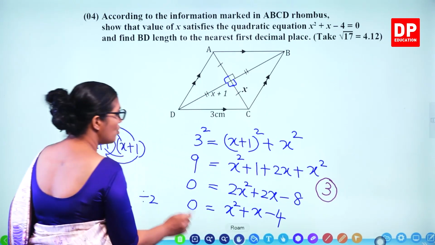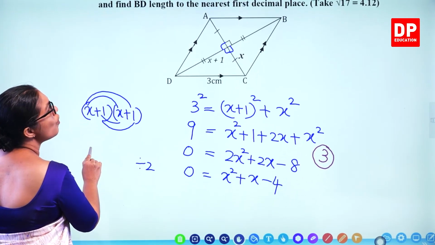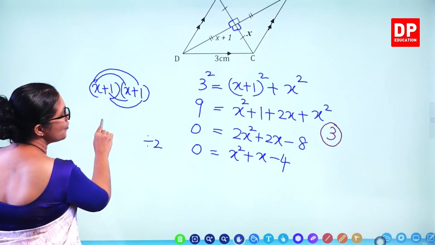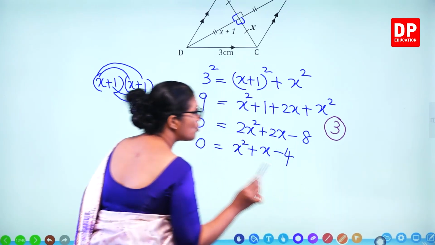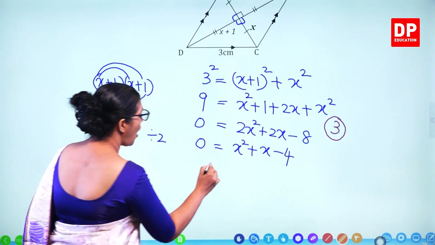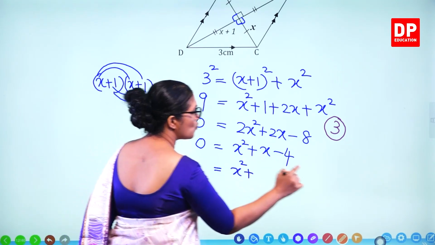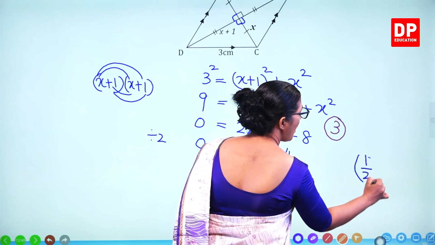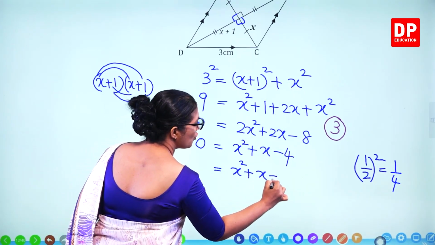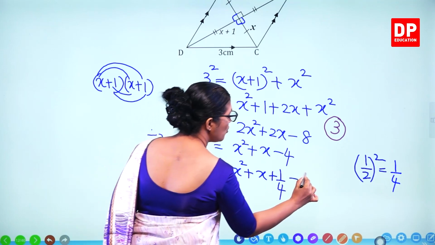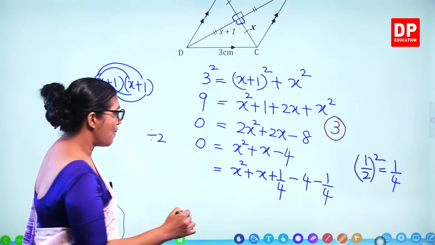Now, we need to solve it. How do we solve? It's given root 17 is 4.12. So, we'll use the completing square method. It's easy because root 17 is given. How do you make a square term? You take the x term, that's 1, divide by 2 and square it. That means you are adding 1/4. In order to get no difference, you have to subtract the same amount, 1/4.